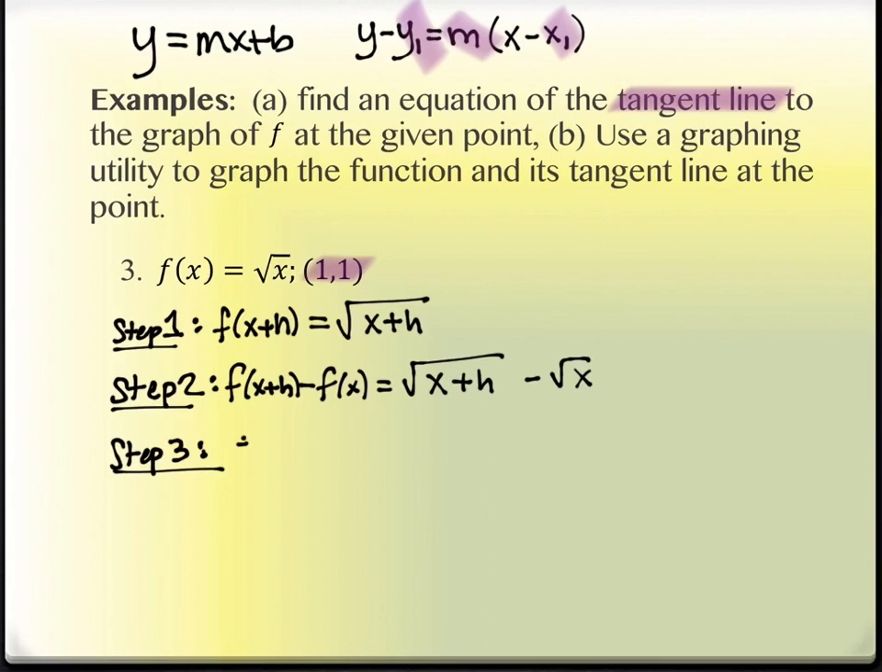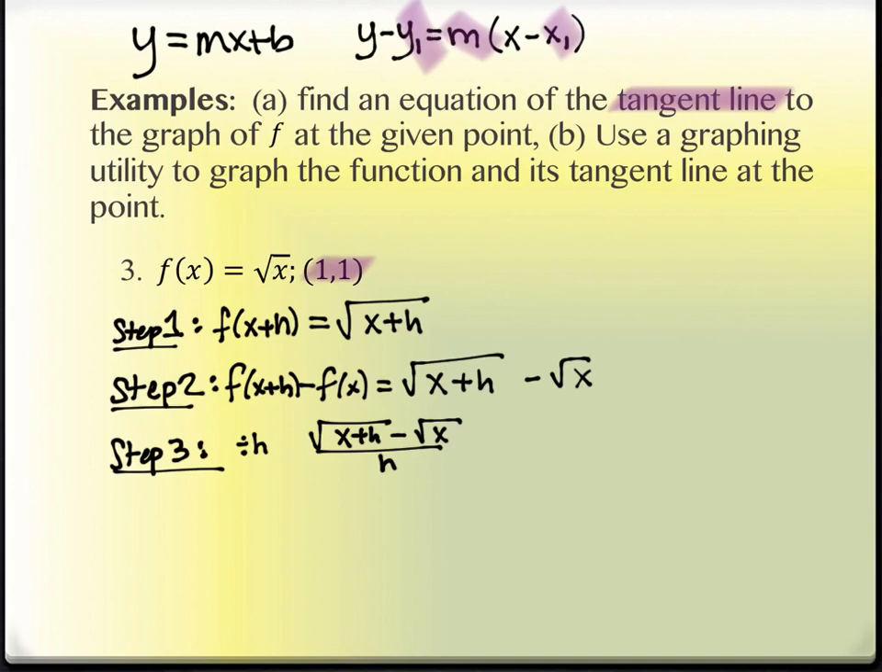Divide by h. And we run into sort of a problem, right? We have the square root of x plus h minus the square root of x over h. But we saw problems like this and did limits like this back in chapter 1. And when we did them, we used something called the conjugate. And we're going to use that again.